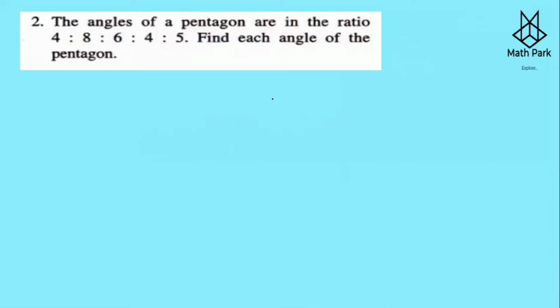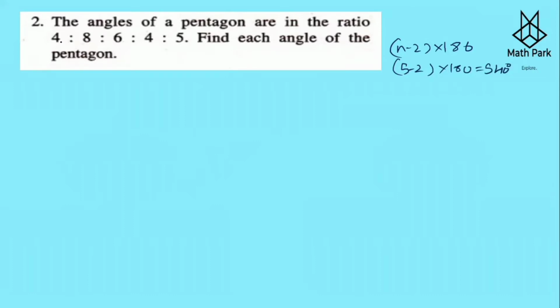Moving to question number 2. The angles of a pentagon are in the ratio 4 is to 8 is to 6 is to 4 is to 5. Find each angle of the pentagon. For a pentagon, 3 triangles are possible. So n minus 2 times 180, which is 5 minus 2 times 180. That is 540 degrees, the sum of all angles of a pentagon.